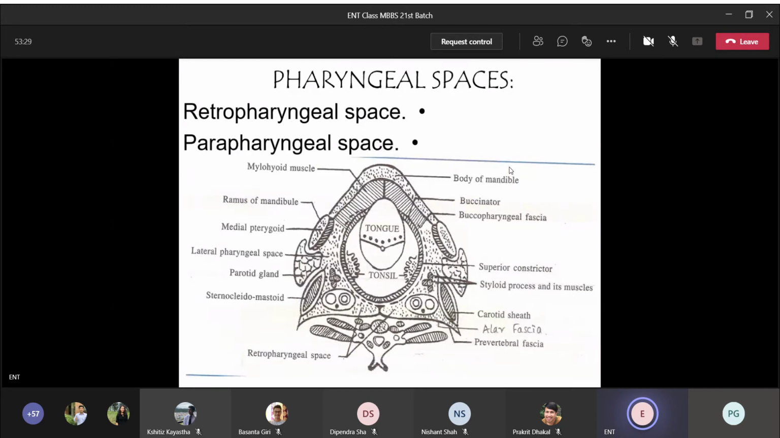There are 2 spaces, retropharyngeal space and parapharyngeal space. The space which lies behind the pharynx is the retropharyngeal space, and the space which lies lateral to the pharynx is the parapharyngeal space. This is the parapharyngeal space, and this is the retropharyngeal space.